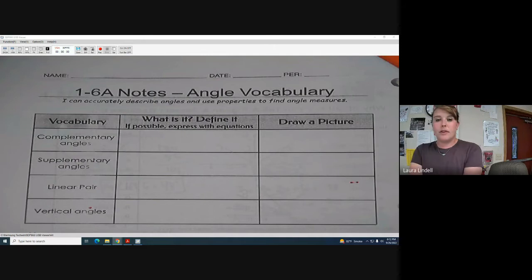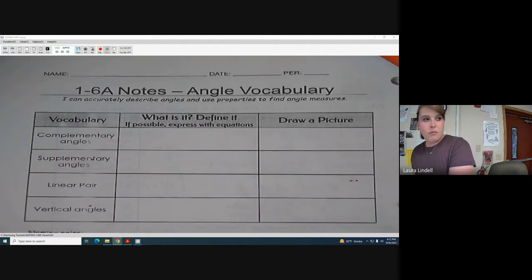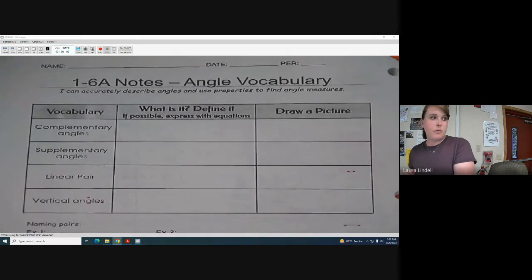We're doing 1.6a notes this time on angle vocabulary. So our goal for today is to be able to describe these different angle pairs and then use those to find different angle measures. So we got some new vocab words. Go ahead and flip to your 1.6a notes if you haven't, and let's get started.